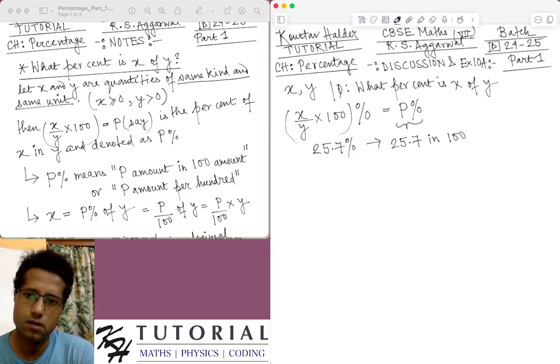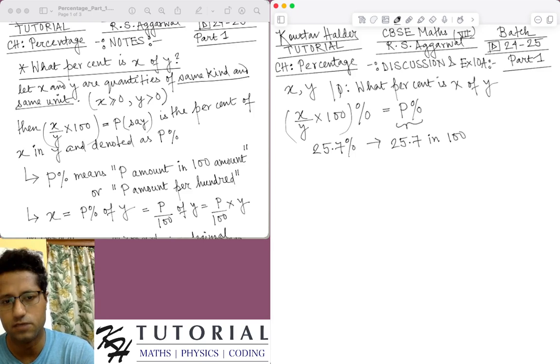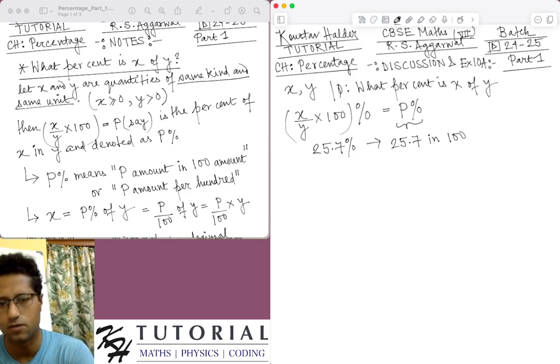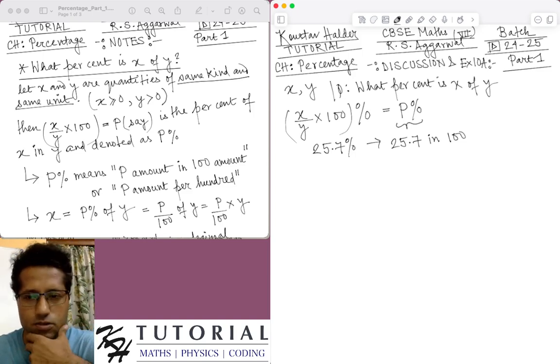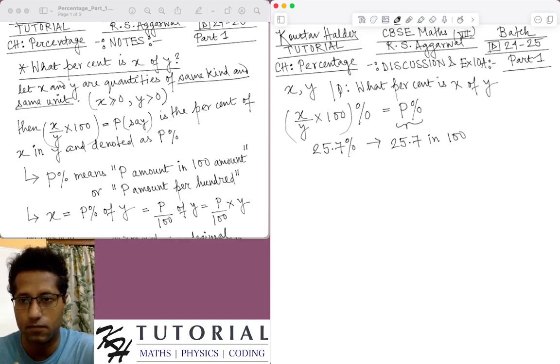But once you have a percentage value like 25.7, you cannot say what was the actual value of x and y. And that is not important. That is not relevant. Percentage only tells you that in 100 amount how much is x. If y is 100, how much is x. I hope it is clear, the concept of percentage of some quantity based on some other quantity. By some quantity I mean x, and some other quantity I mean y, but both these two quantities have to be of same kind and in same unit.